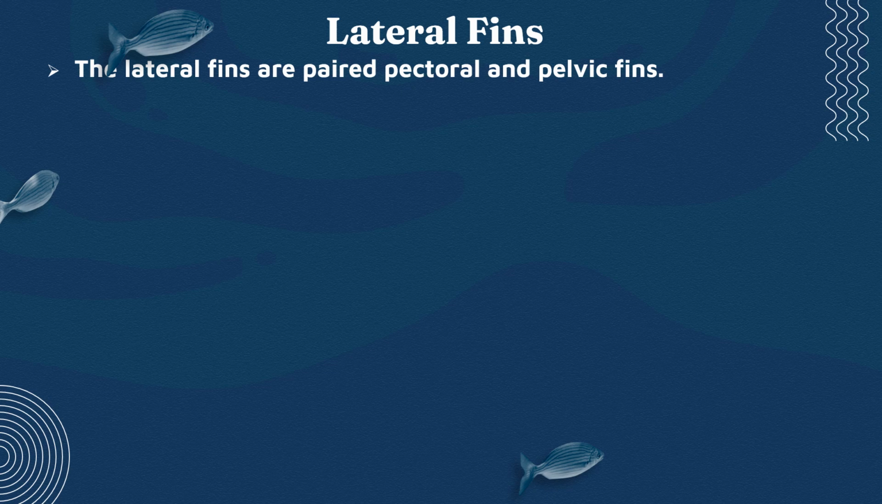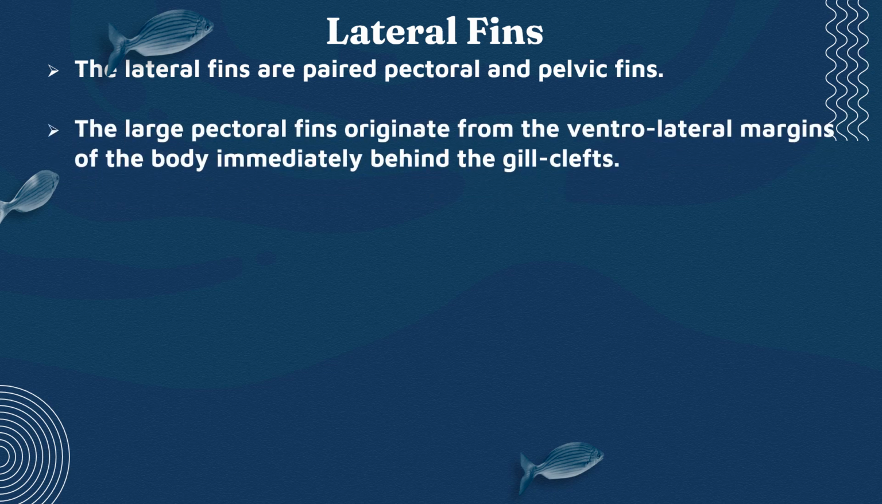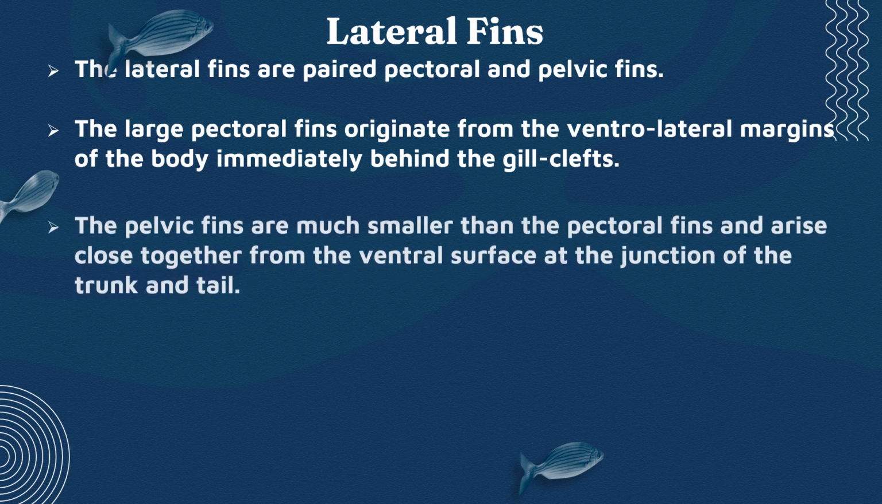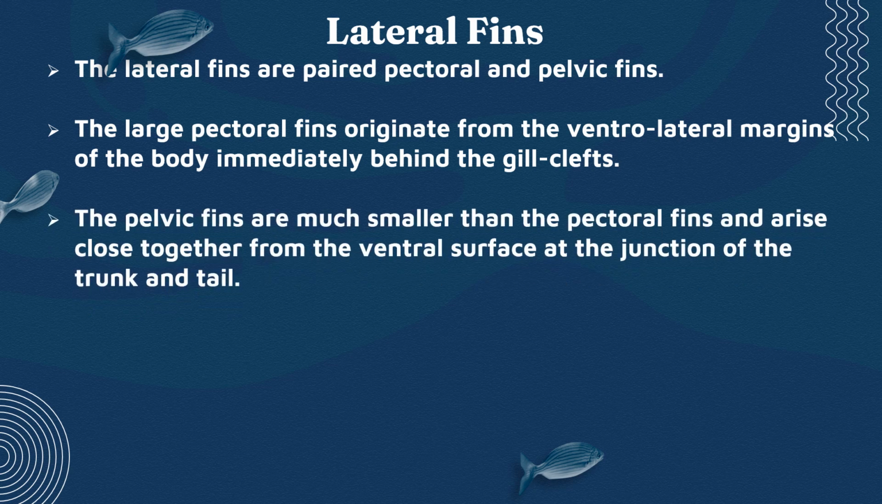The lateral fins are paired pectoral and pelvic fins. The large pectoral fins originate from the ventrolateral margins of the body immediately behind the gill clefts. The pelvic fins are much smaller than the pectoral fins and arise close together from the ventral surface at the junction of the trunk and tail.